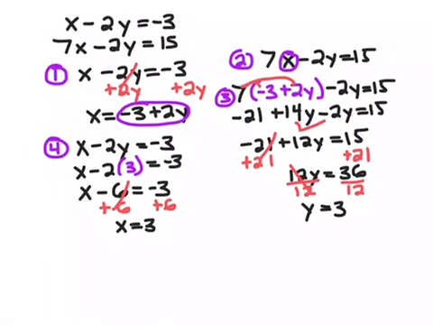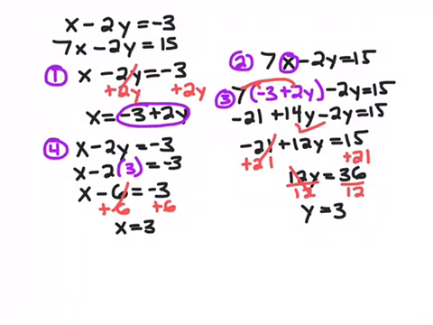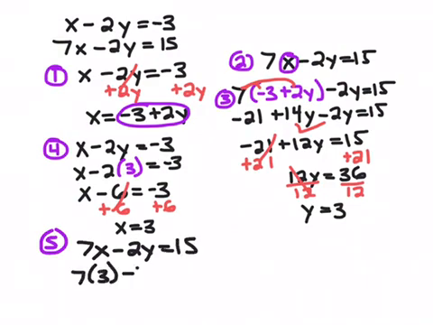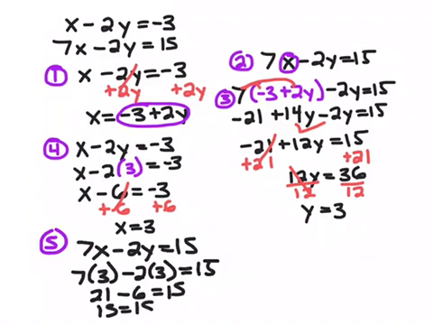All right, let's give it a quick check together. So 7x minus 2y should equal 15. So 7 times 3 minus 2 times 3 equals 15. So 21 minus 6 equals 15. And 21 minus 6 does equal 15. So therefore our solution, which we write as an ordered pair, is (3, 3).